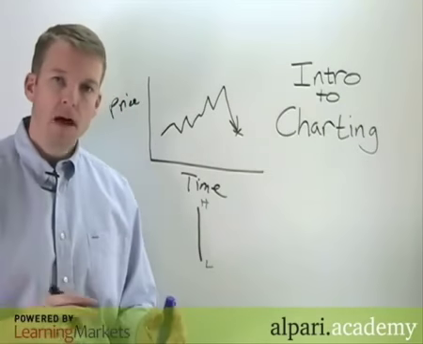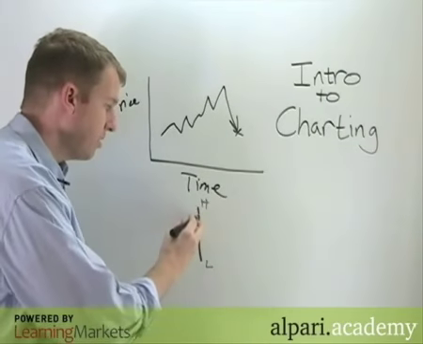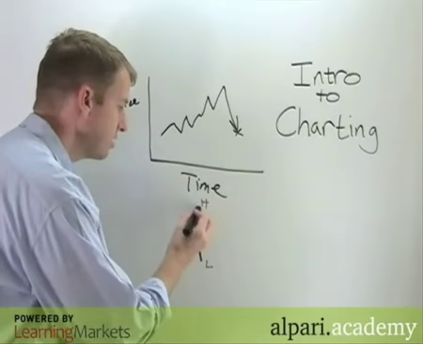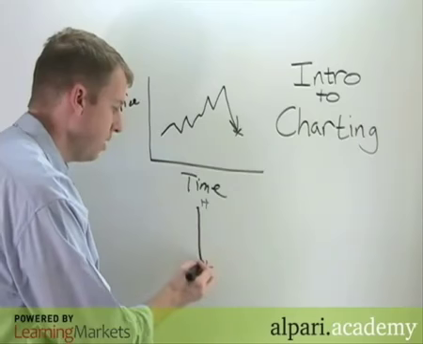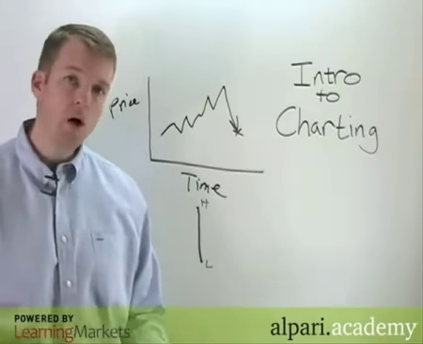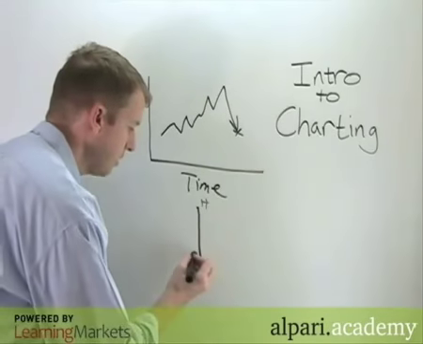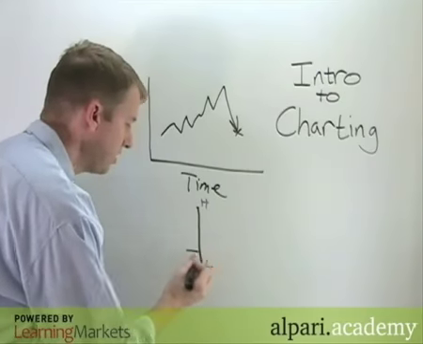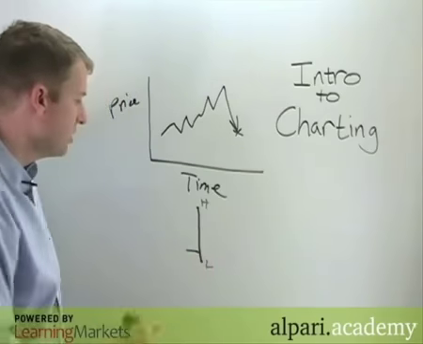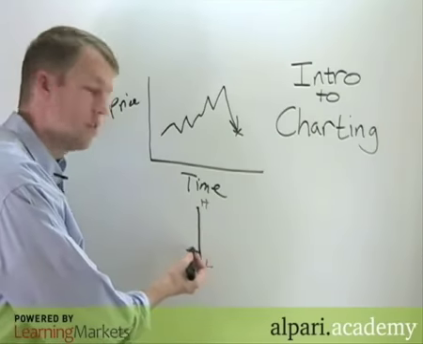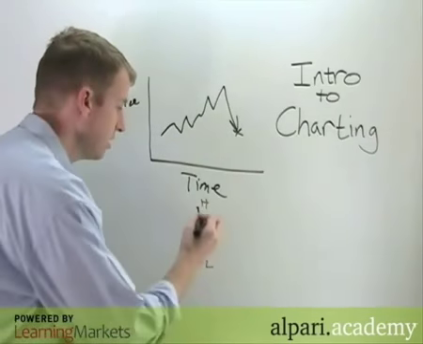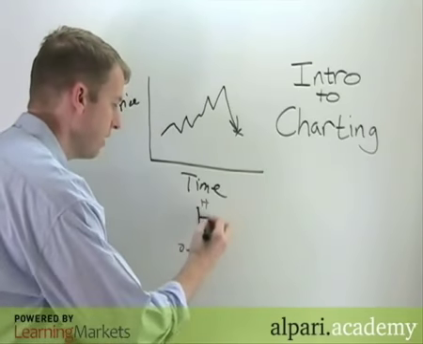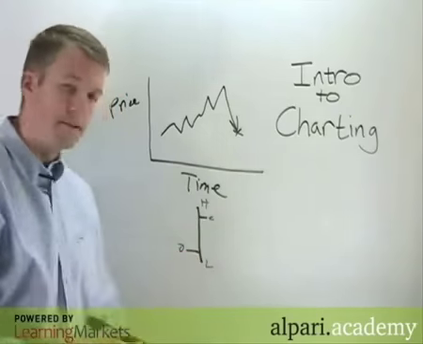Whatever the high price was during that period, during that day or hour or whatever charting period we're using, that's going to show us at the very top what that high was, and at the very bottom what the low was. Now, you'll also typically see with bar charts, which are very popular, a little tick over here on the left-hand side for the open price, and then a little tick up here on the right-hand side for the close price. So close up here, open down there.